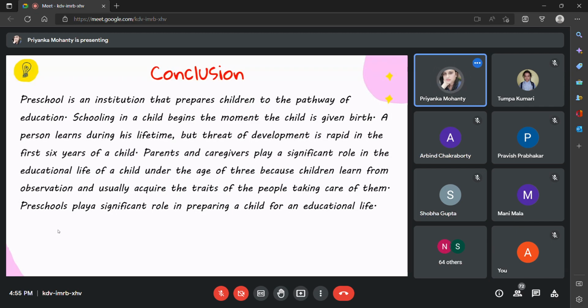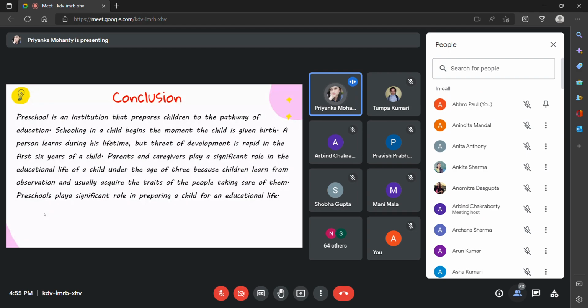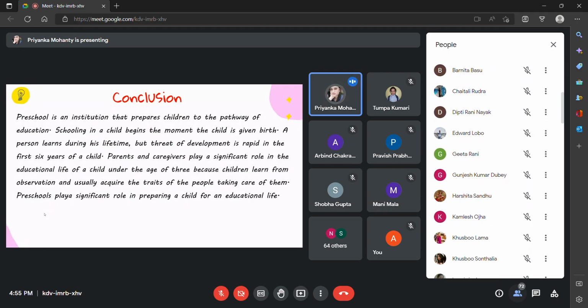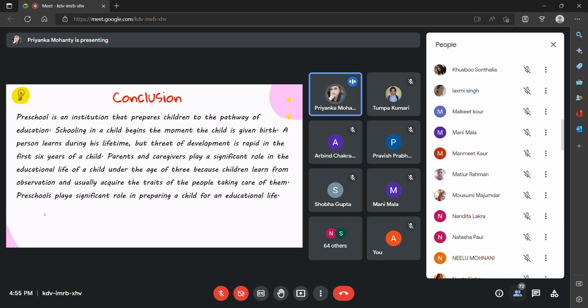Parents and caregivers play a significant role in the educational life of a child under the age of 3, because children learn from observing and usually acquiring the traits of the people taking care of them. Play school plays a significant role in preparing a child for educational life.